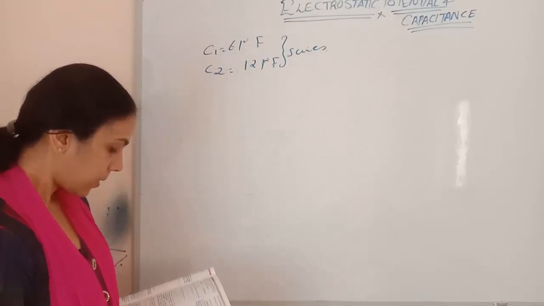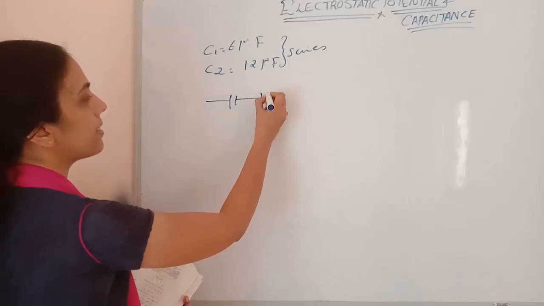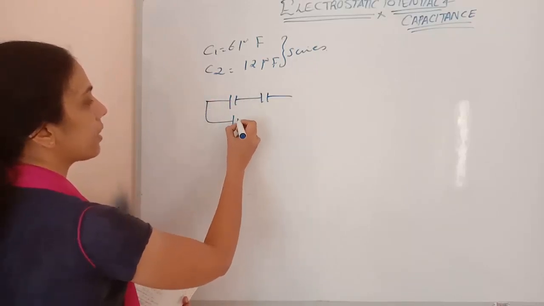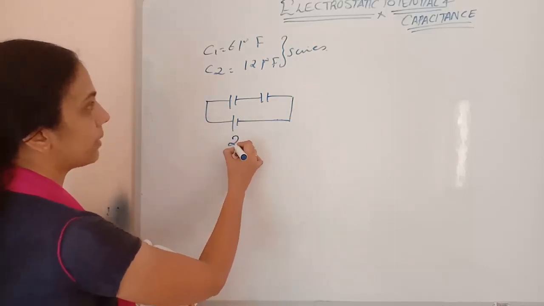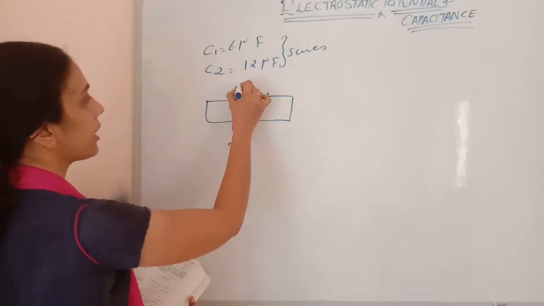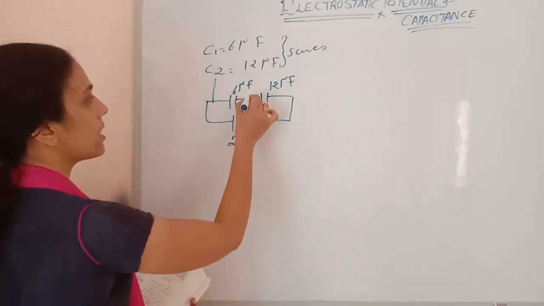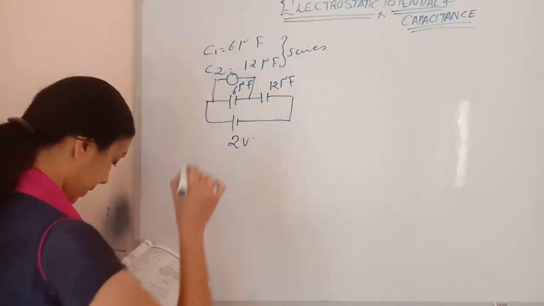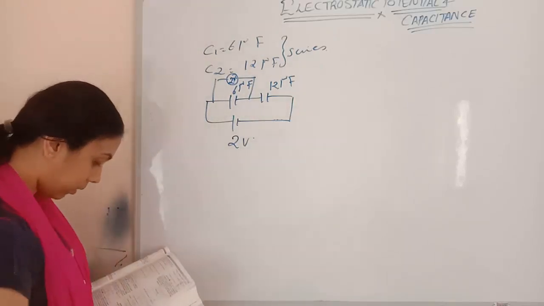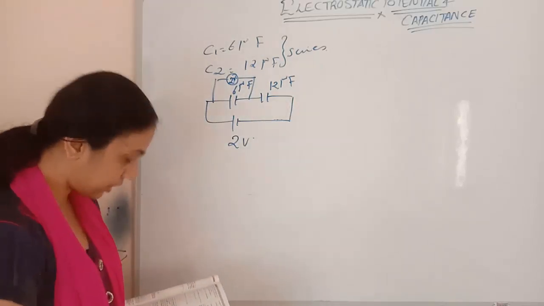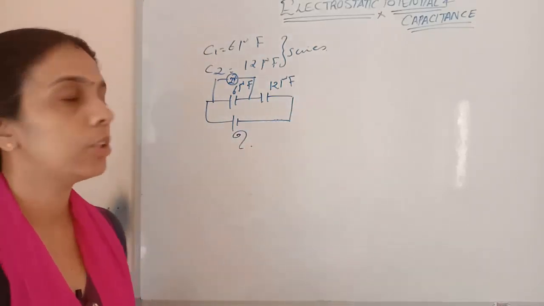So this is C1 and this is C2. It is connected across a battery having voltage 2 volt. This is 6 microfarad and this is 12 microfarad. See, the voltage across this 6 microfarad is given as 2 volt. So we should find out the total battery voltage, how much we need to find out.